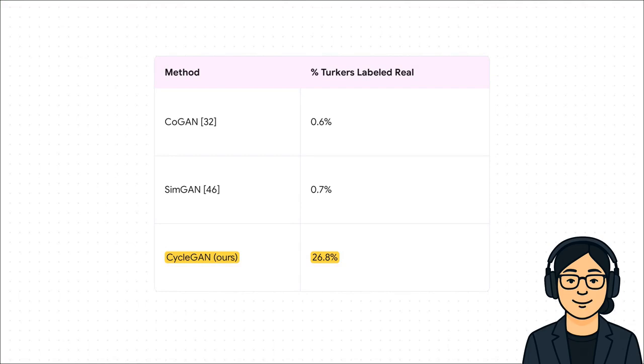And just look at these numbers. The other methods, they fooled less than 1% of people. CycleGAN fooled over 26%. That's not just a little better, that is a gigantic leap forward in realism.